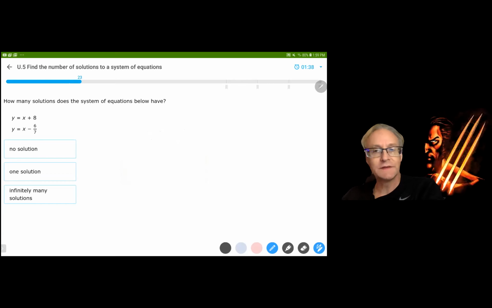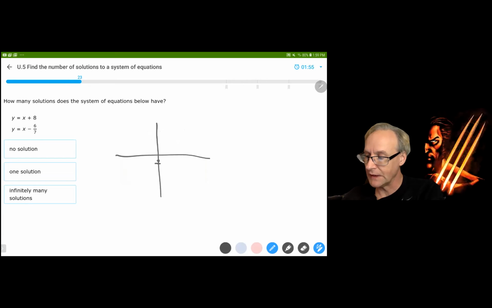This one has the same slope, but different intercepts. That means that they are separate equations. One of them goes through -6/7, which is pretty close to -1. And if you were to draw the lines, one of them would go just about through -1, almost, and it has a slope of 1. So it's going to look something like this.